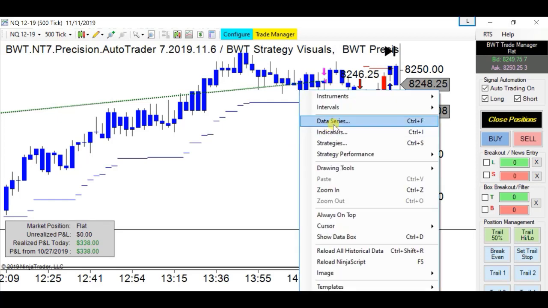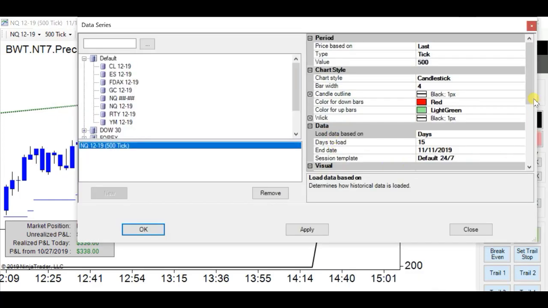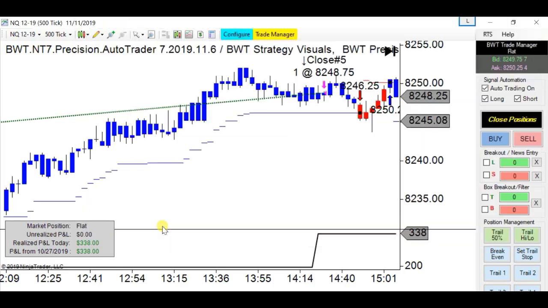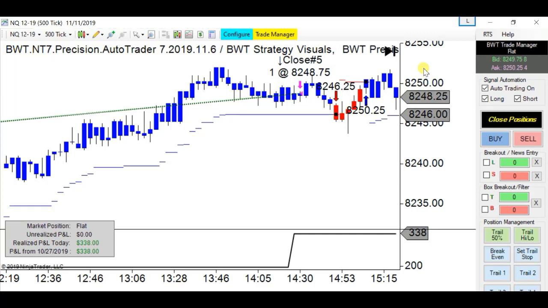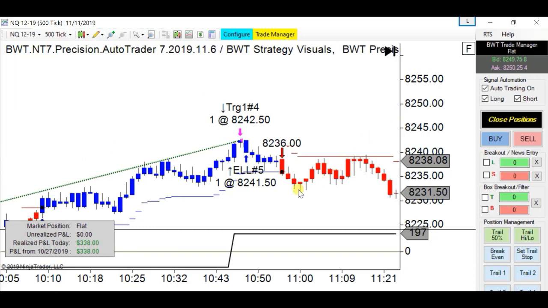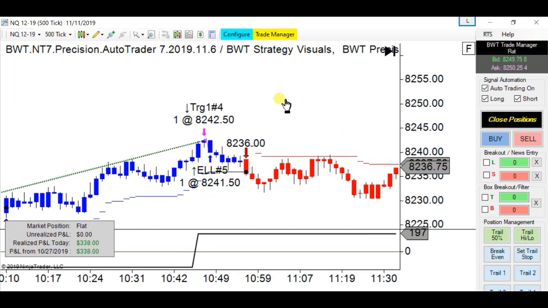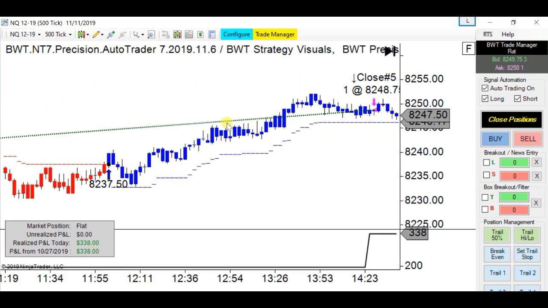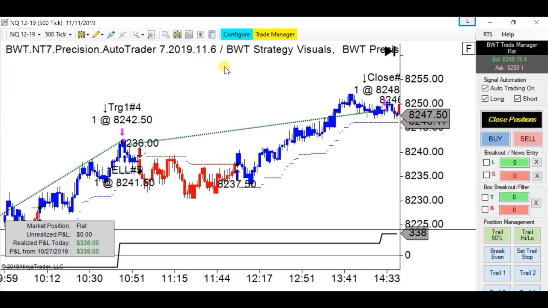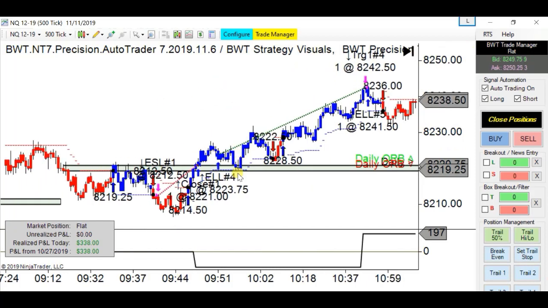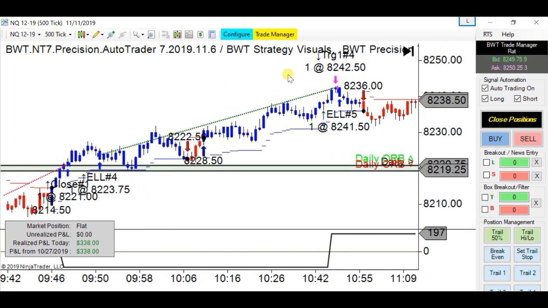Let me just show the text. Here is the text. So basically 3 trades, a loser and 2 winners. Short of the daily target, but respectable, I think, considering only trading one contract. It's a bit squished up over here, but you can basically see the trades.